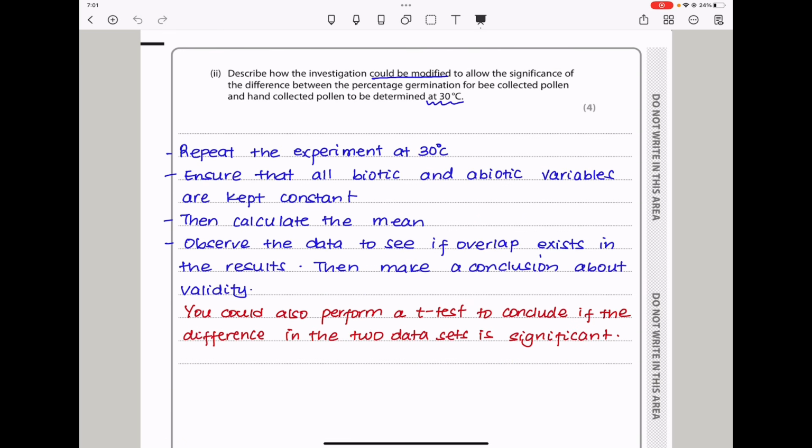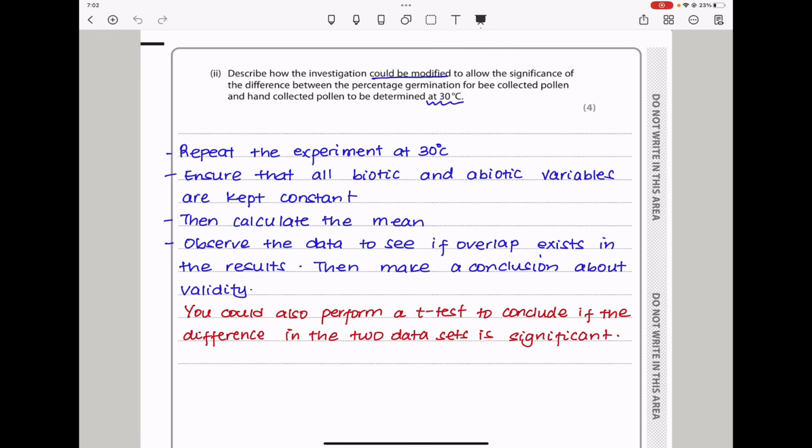Here they say describe how the investigation could be modified to allow the significance of the difference between the percentage germination for bee-collected pollen and hand-collected pollen to be determined at 30 degrees. If this is at 30 degrees, that means we have to repeat the experiment at that exact temperature and ensure that all biotic and abiotic variables are kept constant.